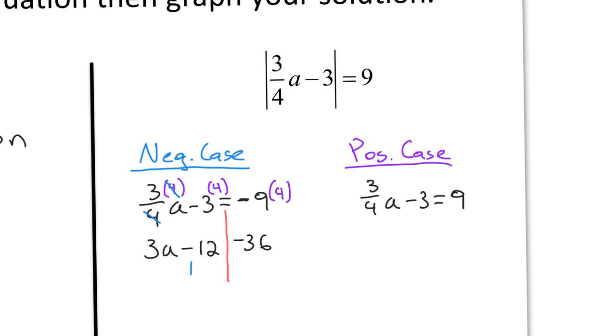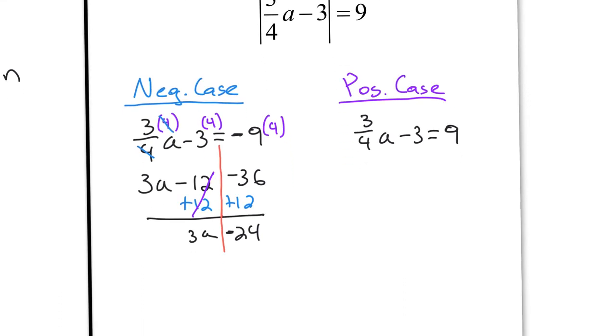You guys are going to add 12 to both sides. That's your constant on the same side of the variable. So this cancels. So we have 3a on one side, and on the other side, we have -24 because the biggest number is -36. So I'm going to put the negative right here. The next step, you guys are going to divide by 3. This turns into 1, so a equals -8.